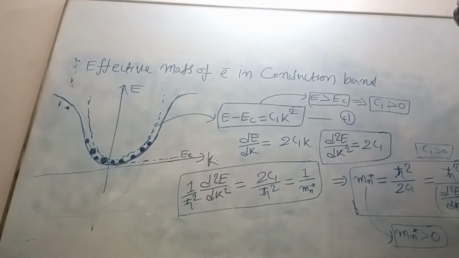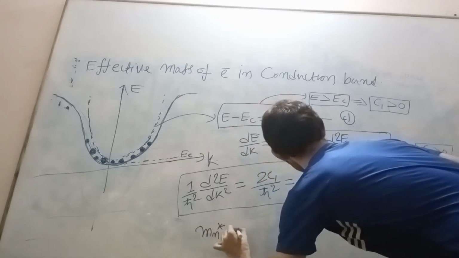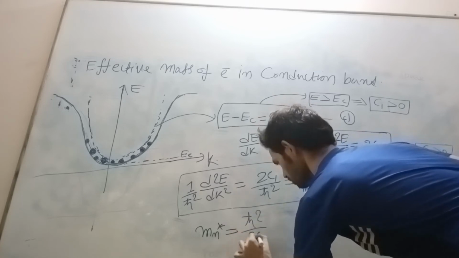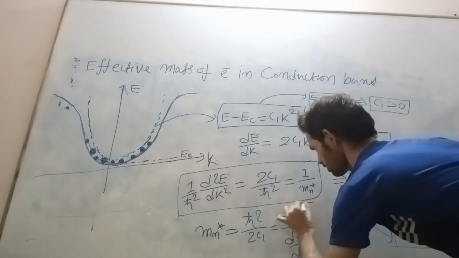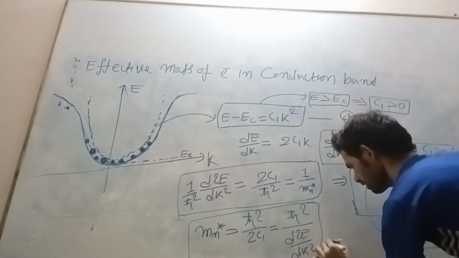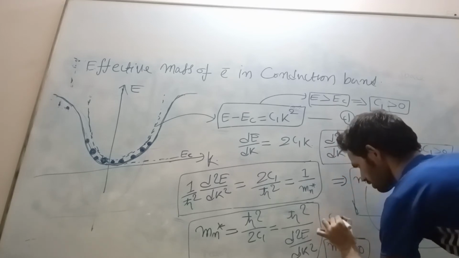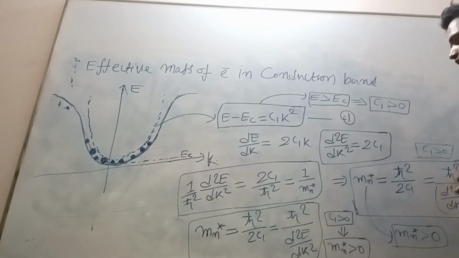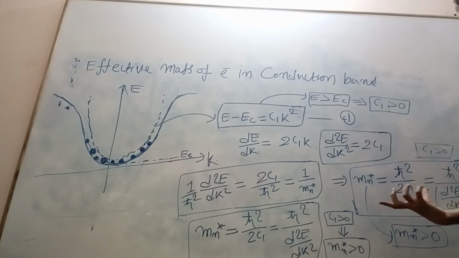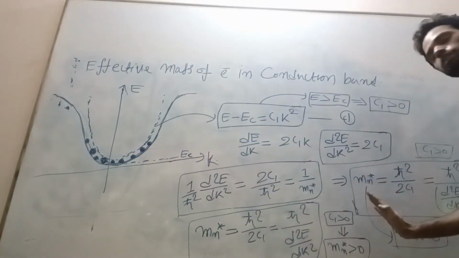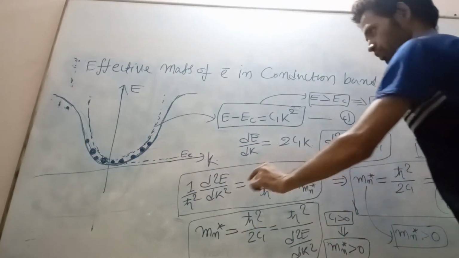Is it visible on this side? If it is not visible, let us write here: mn* is equal to ħ²/2C1, which is equal to ħ² divided by d²E/dk². So this is the effective mass of the electron, and it is positive because C1 is greater than 0. This implies that the effective mass of the electron is positive in the conduction band. Now we are confirmed about this.